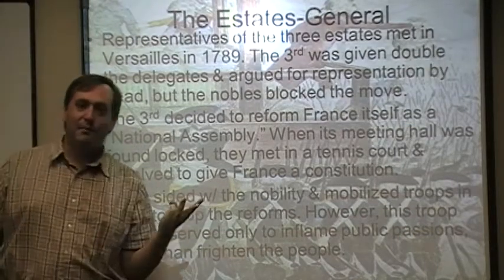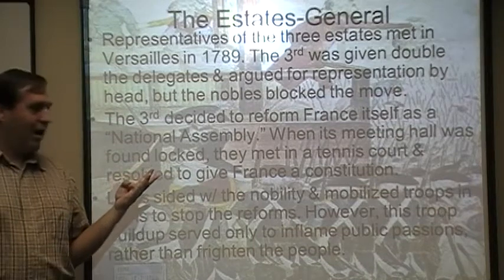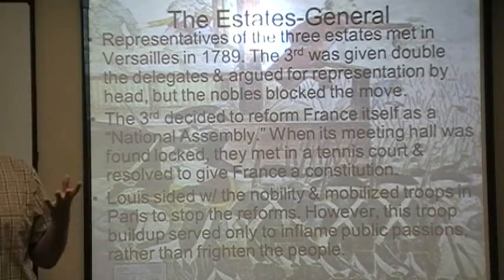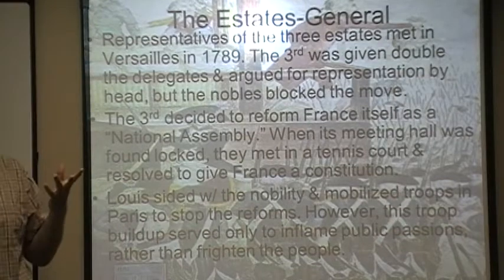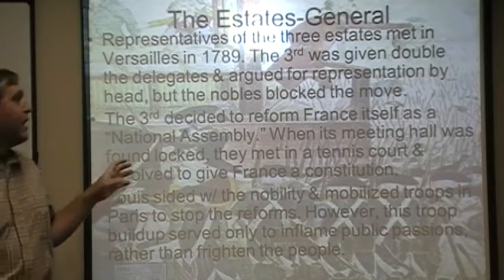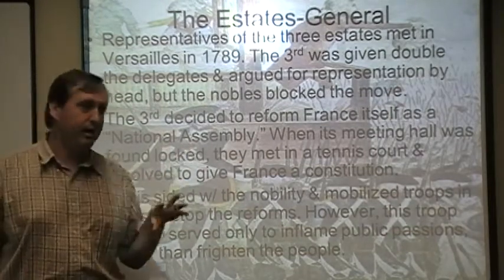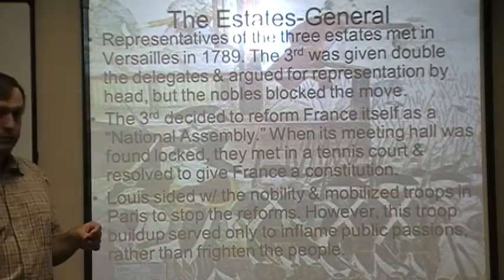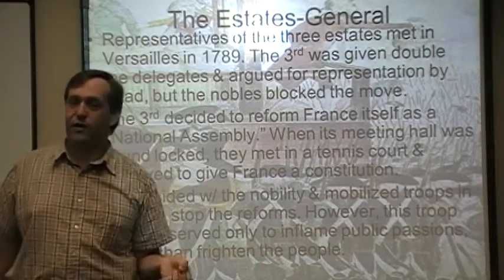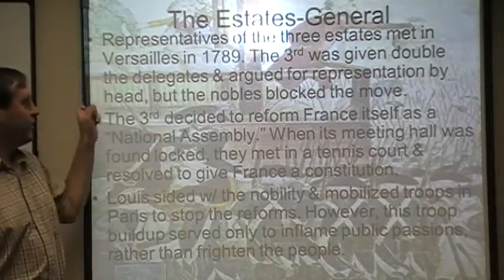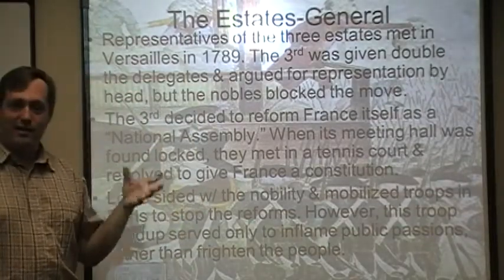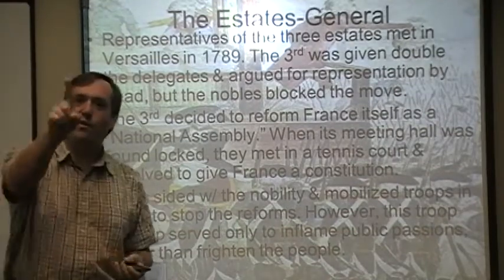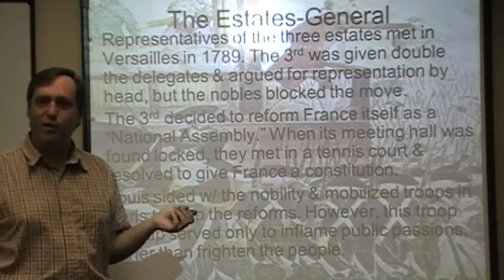So it didn't matter how many guys were in the chamber, each estate only got 1 vote. The third estate said this is not fair, we should have more votes, we should have more representatives. So they kind of compromised, but not really. They said, okay, the third estate can have double the delegates. But we're still not going to do the votes by head. We're going to do this by estate. So yeah, they went from 300 delegates to 600 delegates, but they still only had 1 vote. They just had more people to argue with.